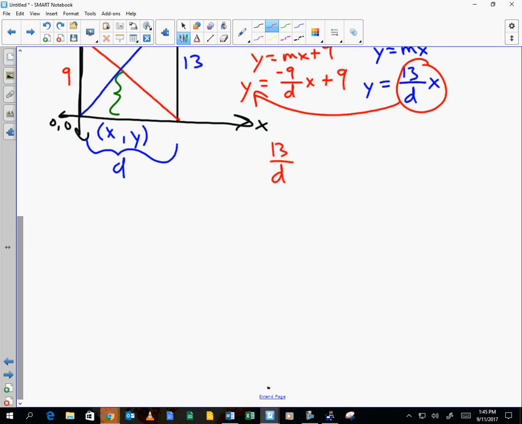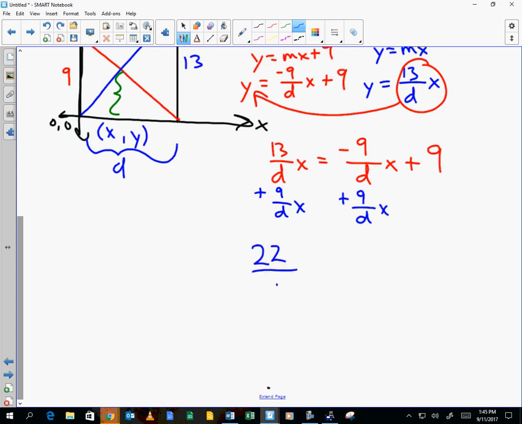13 over d times x is equal to -9 over d times x plus 9. What coordinate am I trying to solve for right now? The x or the y in this part? Trying to solve for x. The y's are gone, so I'm trying to solve for x. Okay? Well, I'm going to get all the x's on one side, so I'll add a 9 over dx to both sides. And what do I get? 22 over dx, very good.